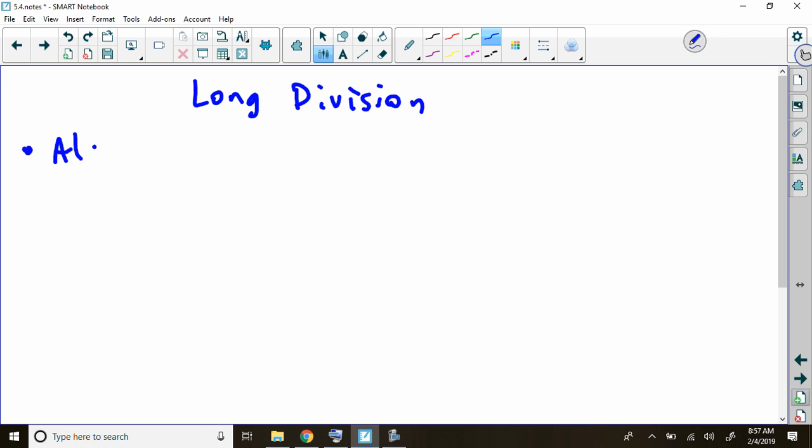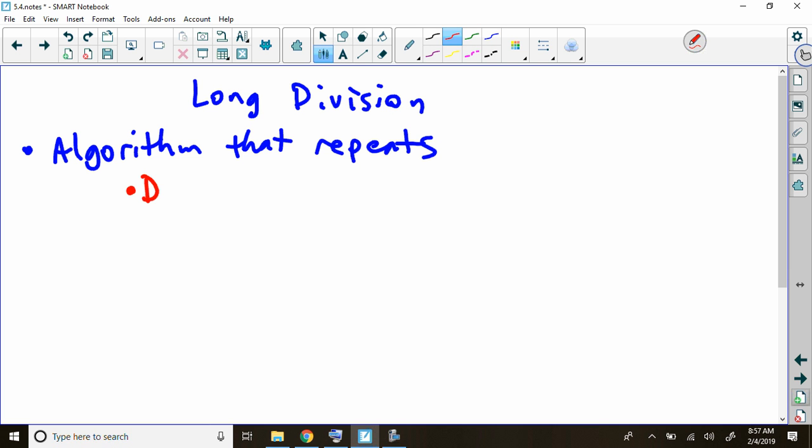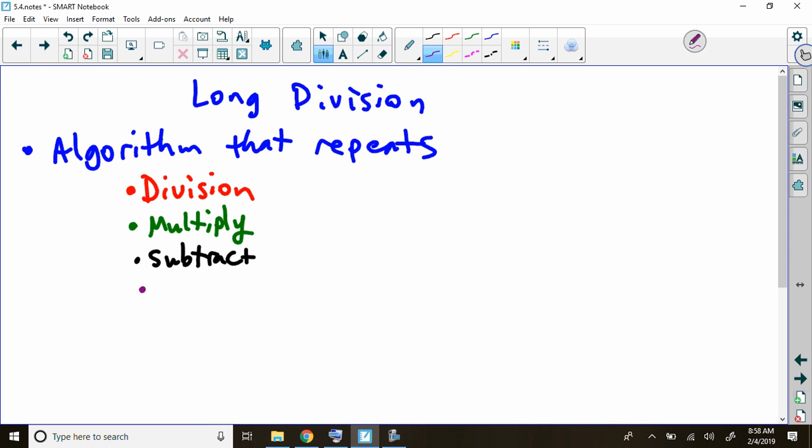There's an algorithm that repeats. So with long polynomial division, there's a repetitive algorithm. And that algorithm starts with one thing. I don't know why. It doesn't even matter how hard you try. It starts with division. And after you divide, you multiply. And after you multiply, you subtract. And after you subtract, you bring down. So it's an algorithm that's repeated over and over and over until the process is done.